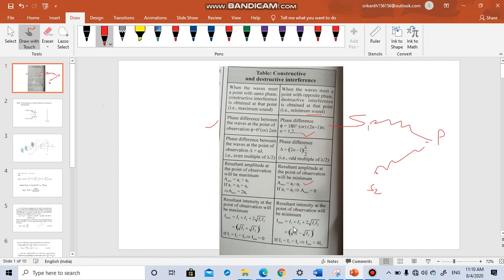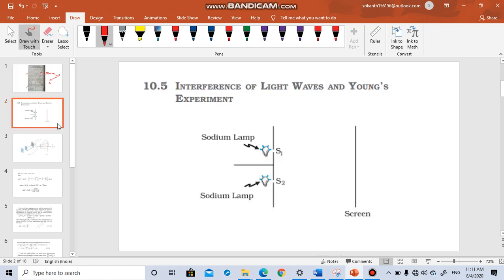Whereas in the case of constructive, it is root over I1 plus root over I2. Whereas in the case of destructive, it is root over I1 minus root over I2. So there is a dip in the case of destructive and a rise in the case of constructive. We'll be talking about interference phenomena using Young's experiment.